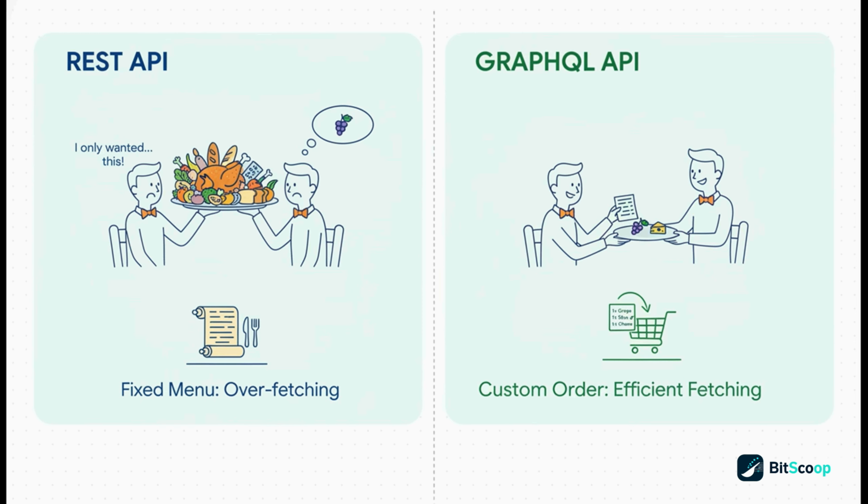Now, on the other hand, you have GraphQL. GraphQL is totally different. It's like handing the waiter a custom shopping list. You say, I want just the username and the email, and that's exactly what comes back from the kitchen. Nothing more, nothing less. This is so important because it stops something called overfetching, wasting time and data by getting a bunch of stuff you never even asked for.